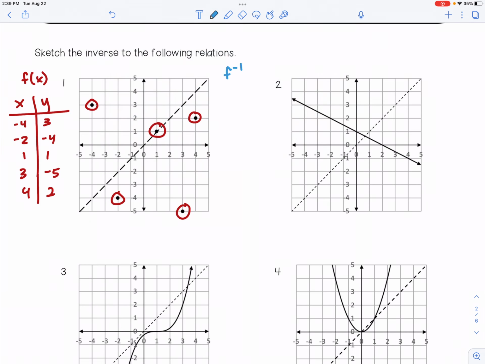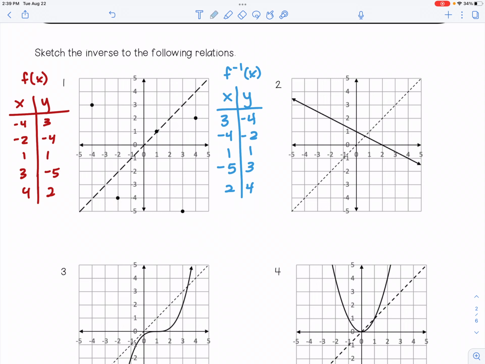So to get my inverse of this function, I'm just going to switch the x's and y's. So this becomes (3, -4), (-4, -2), (1, 1), (-5, 3), and (2, 4). So when I plot those points, we have (3, -4), (-4, -2), (1, 1), (-5, 3), and (2, 4).